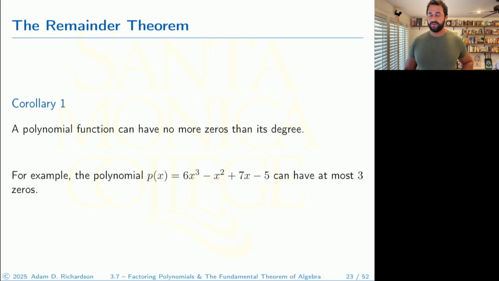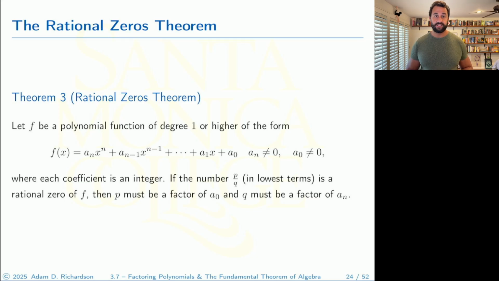Now, there is still the issue of finding the zeros, because we could just guess any number, right? If we're given some polynomial like this, what could possibly be a zero? 0, 1, 2, -10, 15, we could guess anything, right? There's infinitely many choices. So there is a really handy theorem that can narrow things down quite a lot. Not completely, but quite a lot. And that theorem is called the rational zeros theorem.